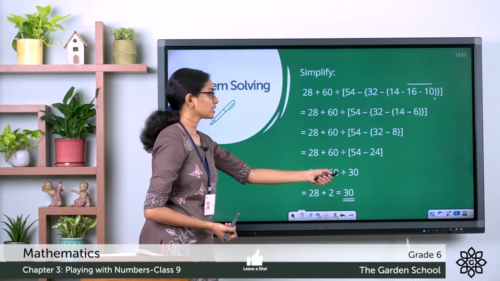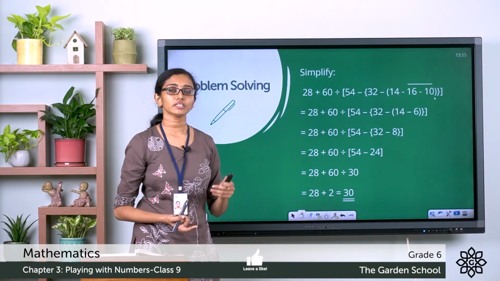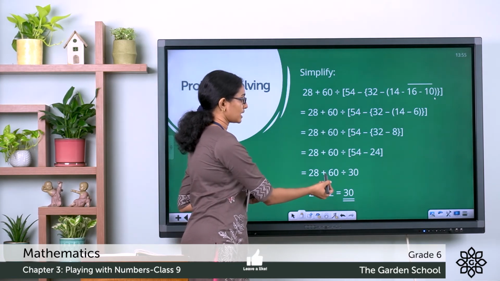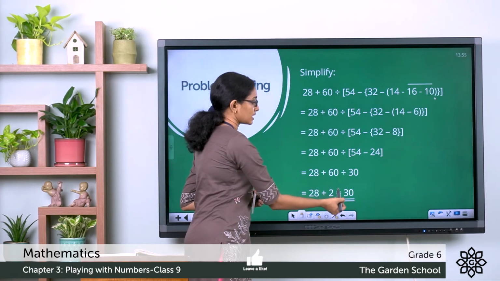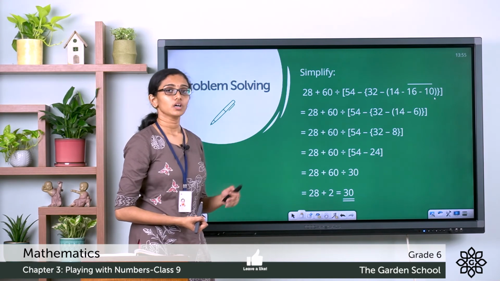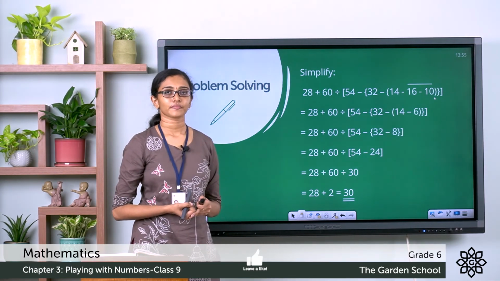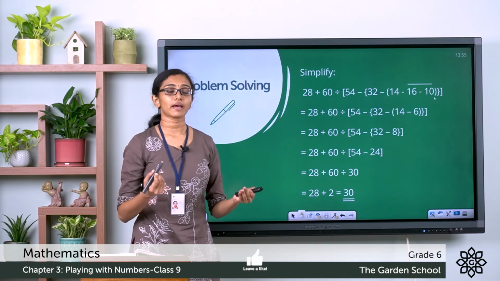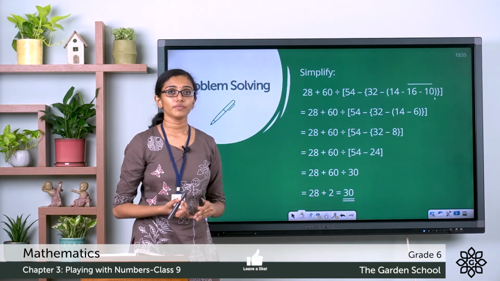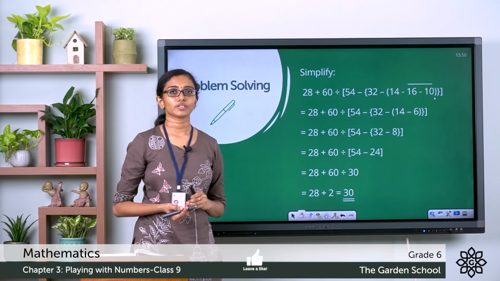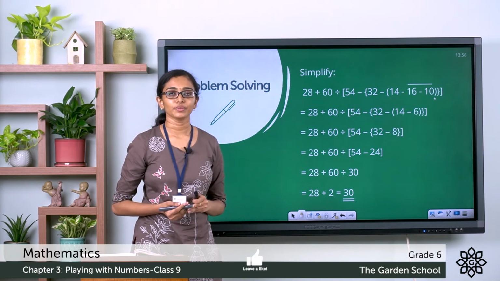Now we have addition and division. Which has to be done first? The division part. So that becomes equal to 28 plus 60 divided by 30 is 2. So that we have here. The final answer is 28 plus 2 equals 30. So this is how you solve a mathematical statement involving different types of brackets as well as different types of mathematical operations. So hope this is clear to you now.